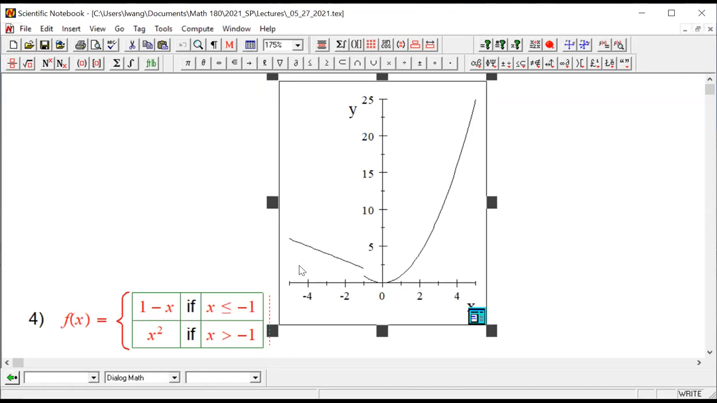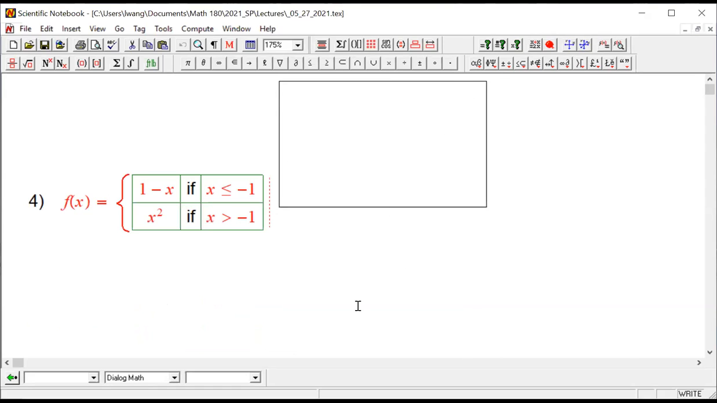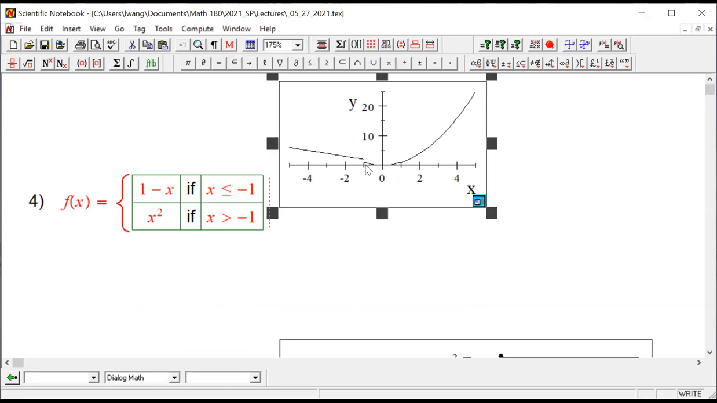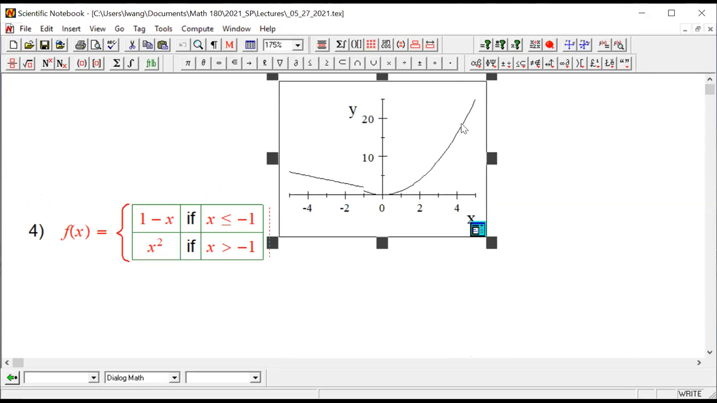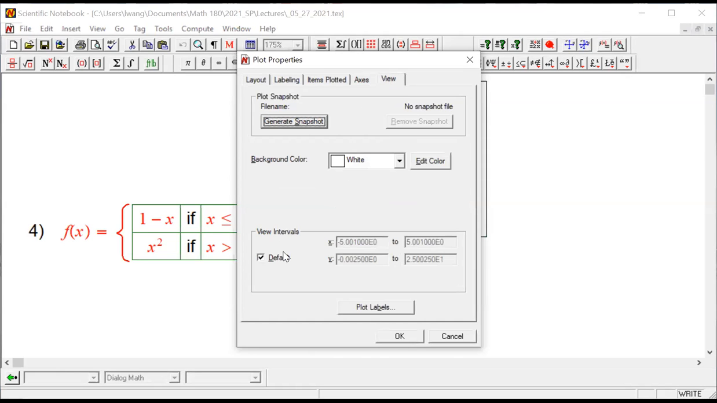So you draw the line. The first one is a line, which is this one, and the other one is x squared. But they start from -1. You see, it's -1, right? And so we have to do some touch up.